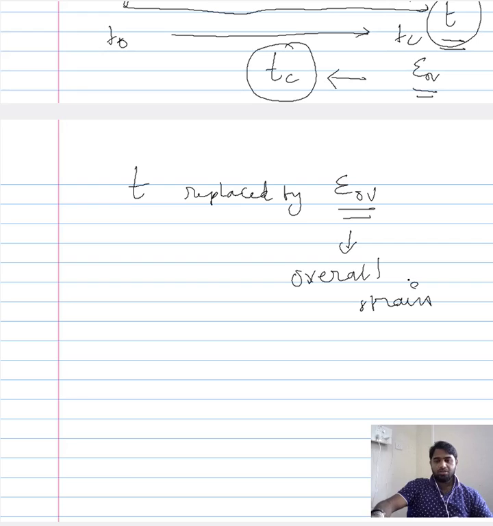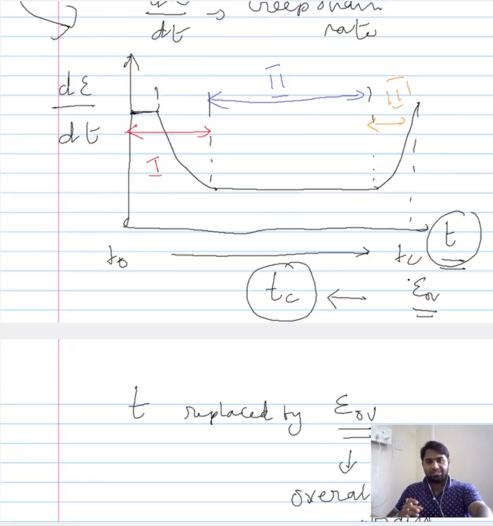strain. You can replace this once you are very sure about the overall time duration taken for the creep behavior, the overall time duration that is required for the material to fail. Once you are sure about it, and once you hold your load constant and your temperature constant, then you can represent the change in the strain rate with respect to the overall strain. You can replace the time in the x-axis with the overall strain.